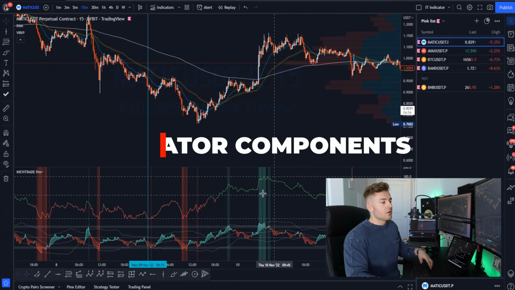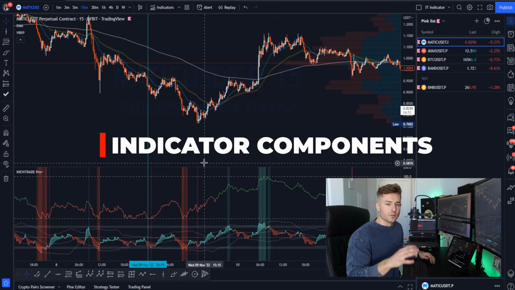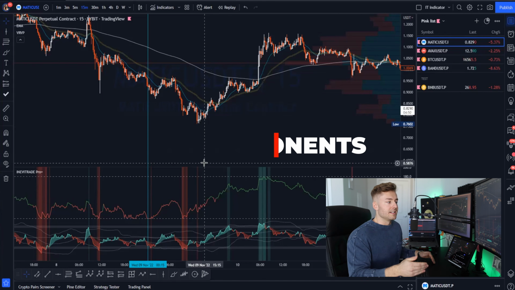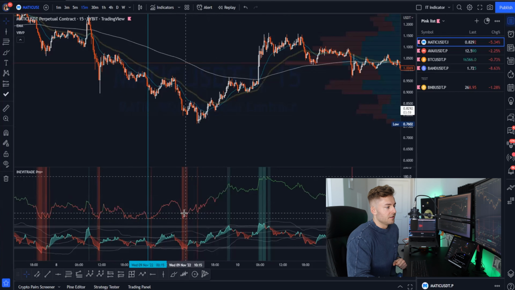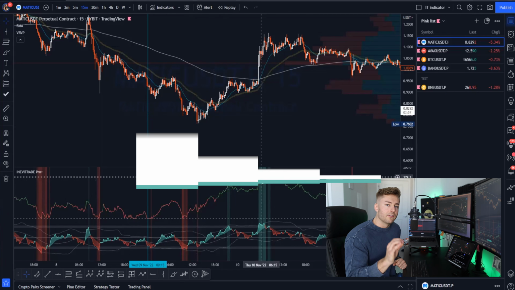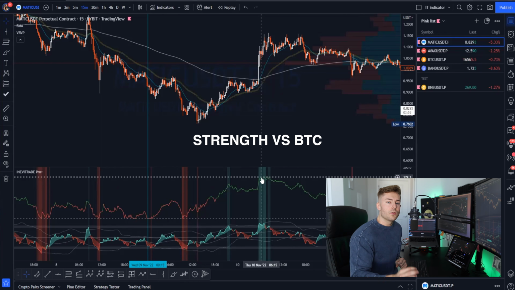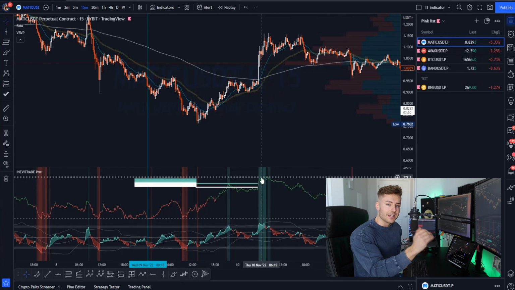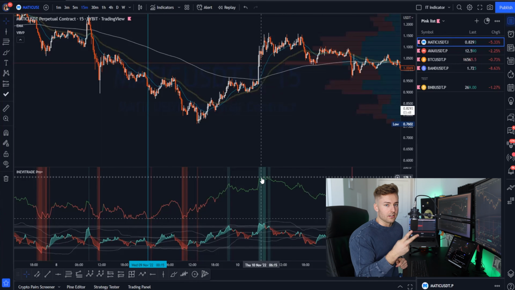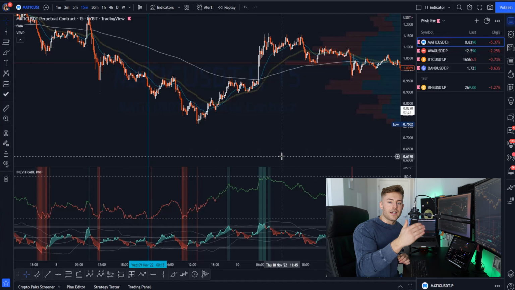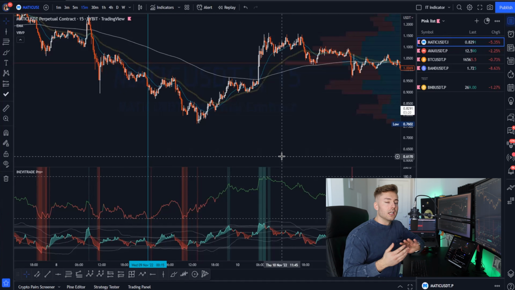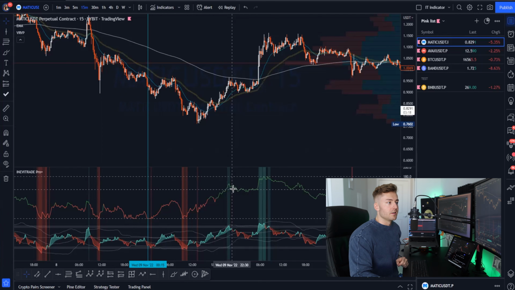All right, so let's dive into the chart and check out how this indicator works. There's 4 main components that I want to break down. First thing that I want to talk about in this indicator is this section up here. This is called strength versus Bitcoin. This is going to show you at the current time whether or not your individual asset is stronger or weaker than Bitcoin. So typically when we're trying to find short positions, we want to find pairs that are weaker than Bitcoin. And when we're trying to find long positions, we want to find pairs that are stronger than the overall market, which is basically Bitcoin.